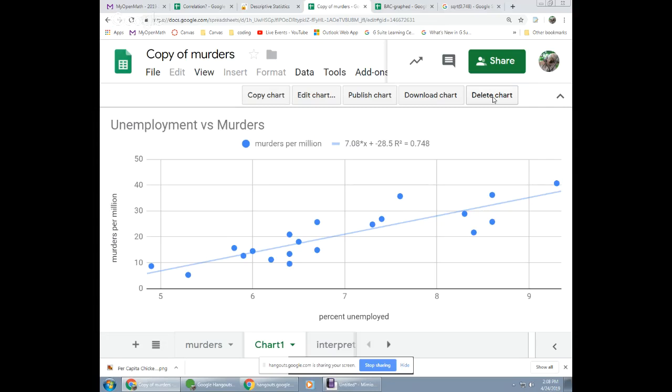Does it seem reasonable that there is a correlation between unemployment and murder rate? Well, if somebody is without a job, they could be very frustrated and angry, and a lot of people have guns in this country, so perhaps that could lead to a murder.